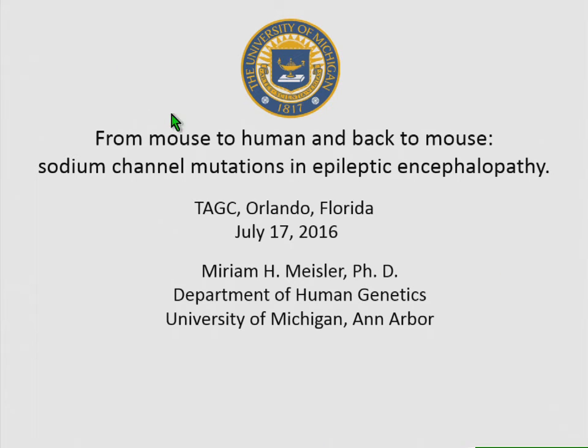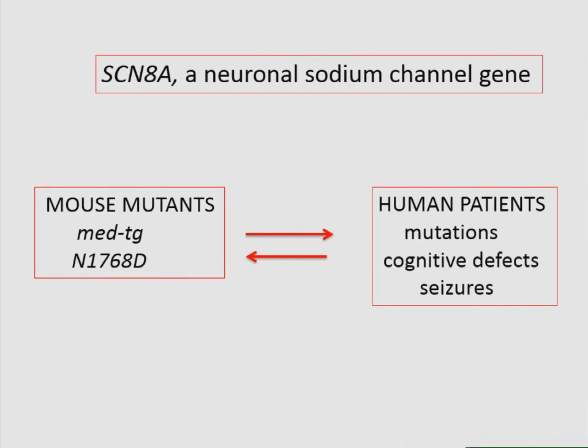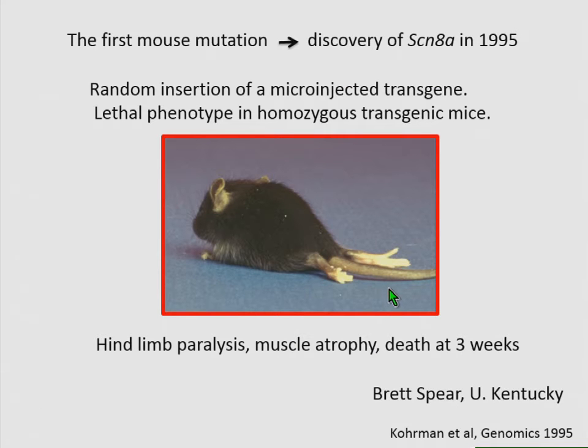Thank you very much. Today I'm going to give you a little history of the back and forth that we've had with this very interesting gene, SCN8A, and end up telling you some of our more recent results. So SCN8A is a sodium channel gene, and I'll talk about two of the mouse mutants, our original mutant and one of our recent mutants, and also the human patients that have turned up with mutations in this gene. The first mouse led us to discovery of this sodium channel, which had not previously been recognized.